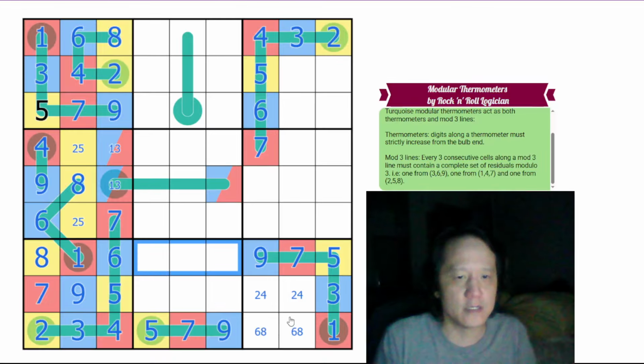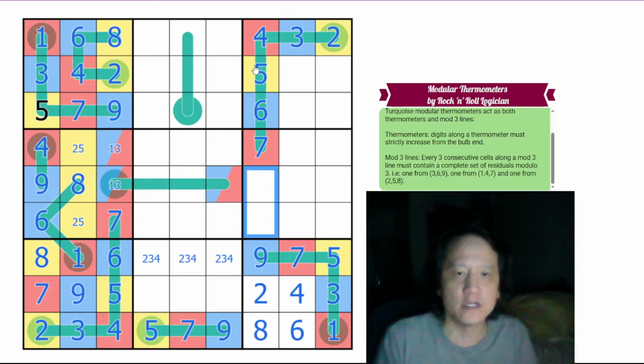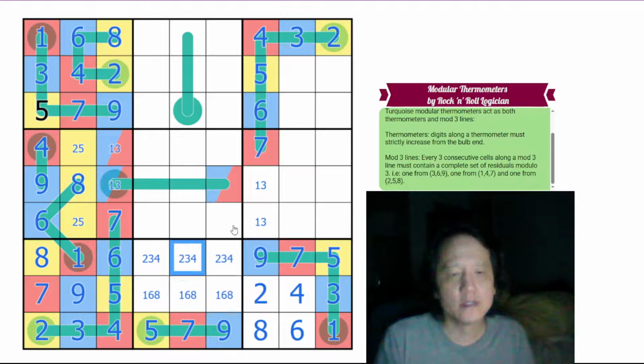Remaining digits in row 7 are 2, 3, and 4. But we don't have an order here, so we don't know. This 4 eliminates 4 here, so it's 2, which makes that 4. 6 eliminates 6 here, so it's 8, which makes that 6. Remaining digits in row or column 7 are 1 and 3. Remaining digits in row 8 are 1, 6, and 8. We have a 1, 3, 1, 3 pair here, interestingly enough.